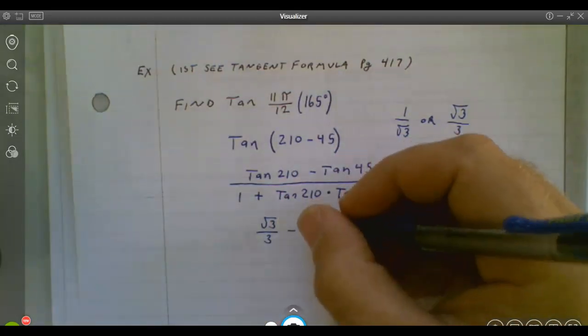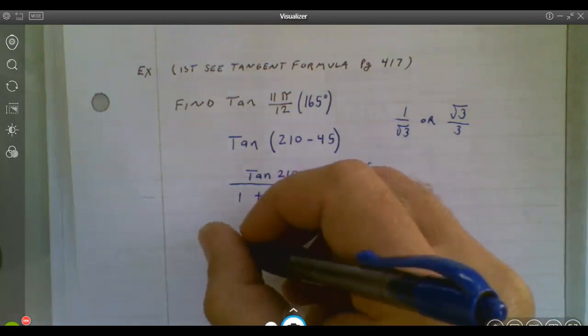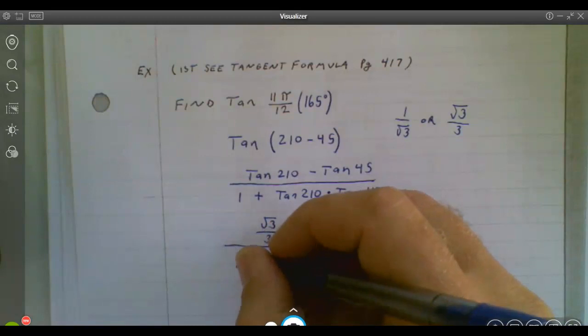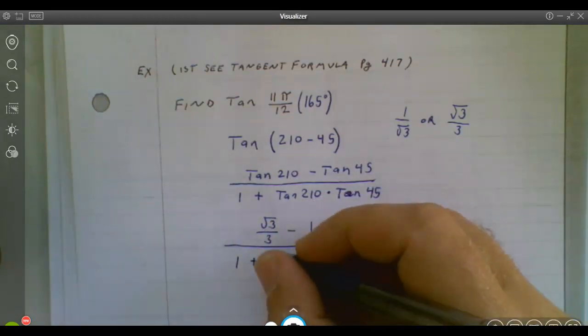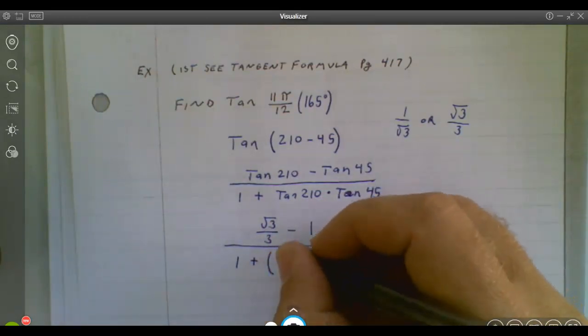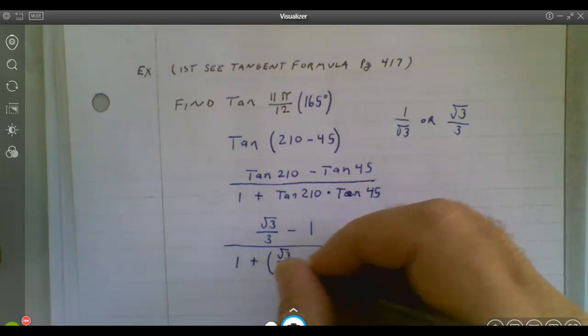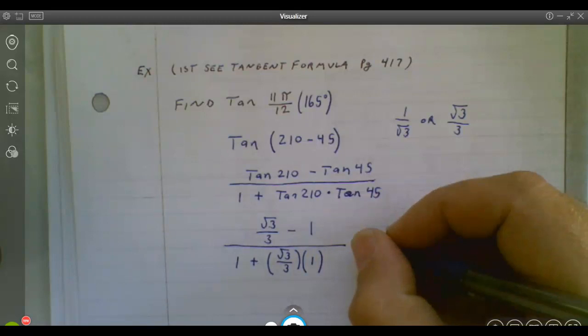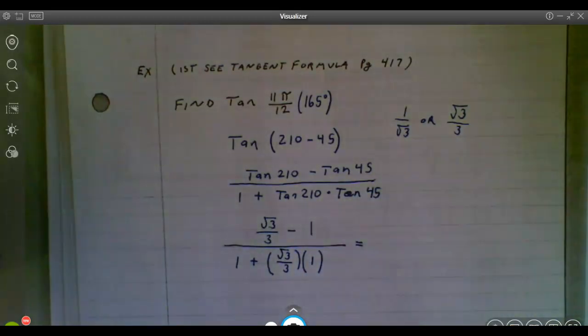minus the tangent of 45, which is just 1. On bottom, again, I'm just plugging in here. So tangent of 210, we got the rad 3 over 3 times 1. And so we always want to clean these up as much as we can. Typically, we try not to ever leave a fraction in a fraction. Right? We don't want a complex fraction.